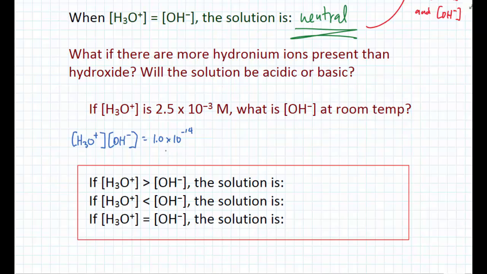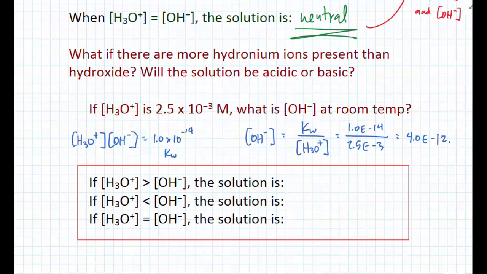Right, that's Kw. If I want to know the hydroxide ion concentration, we have to do Kw divided by the other one, right? 1.0 times 10 to the minus 14. If our hydronium is 2.5 times 10 to the minus 3, I get 4.0 times 10 to the minus 12 molar hydroxide. Okay?